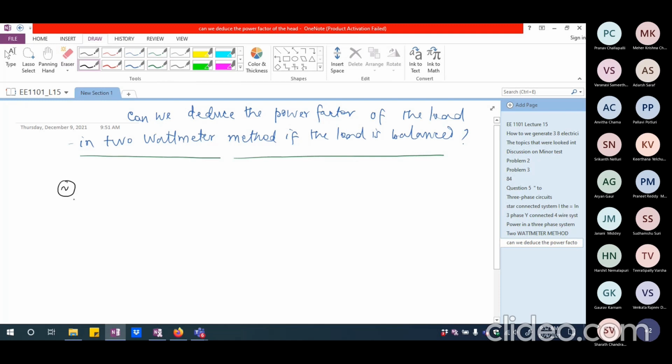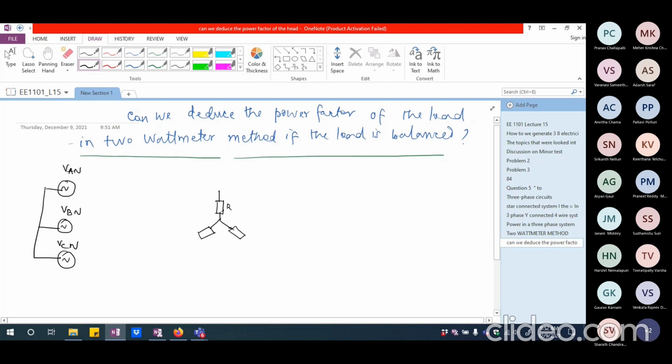So I'm going to have A phase, B phase and C phase supply here. These are the 3-phase supplies. So this is VAN, this is going to be VBN and this is going to be VCN. And I'm going to have the 3 loads. I can show it in star connected format, something like this also. Doesn't matter, but they are going to be balanced loads. Okay, so all of them are going to be completely balanced.